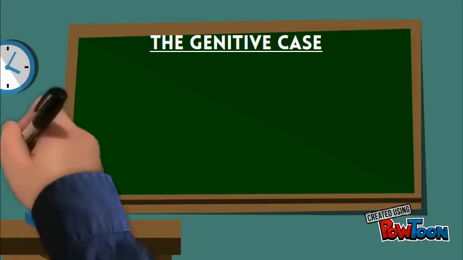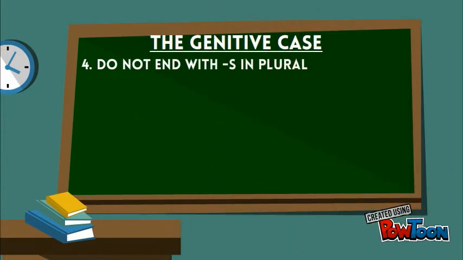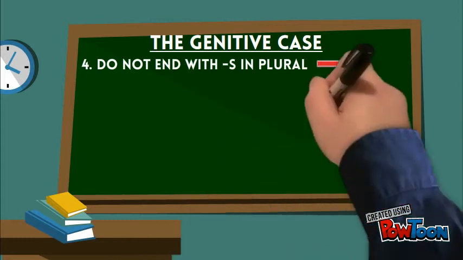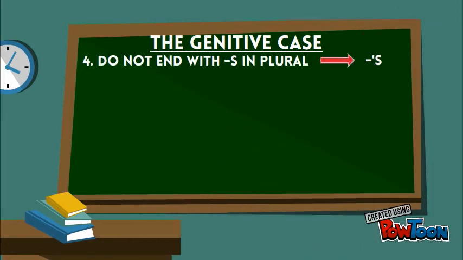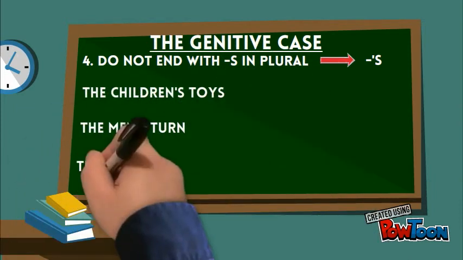Rule number 4 includes the words that do not end with an S in plural. Here we go back to rule number 1. For example, the children's toys, the men's turn, the women's march.